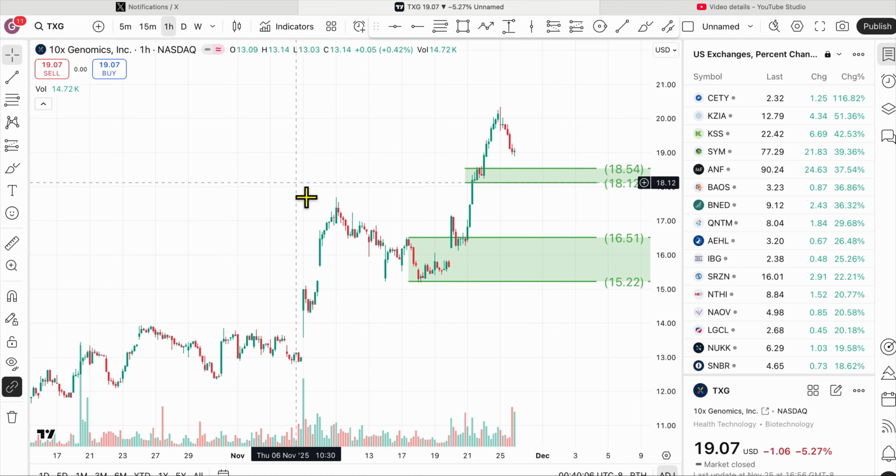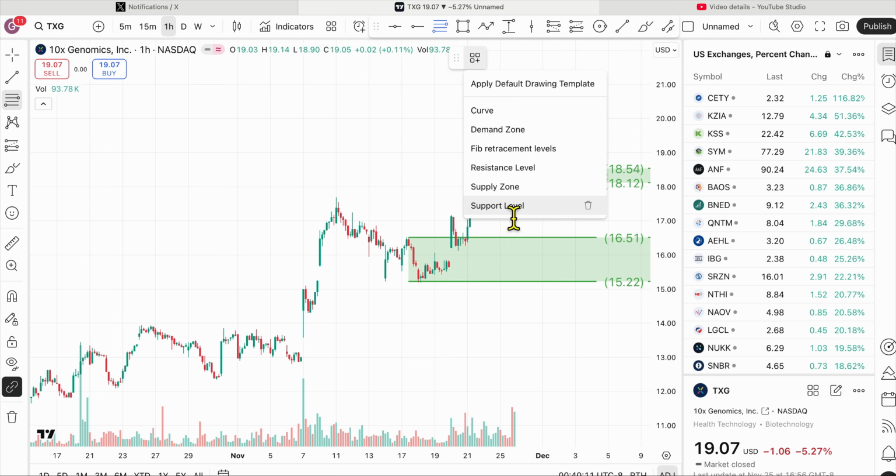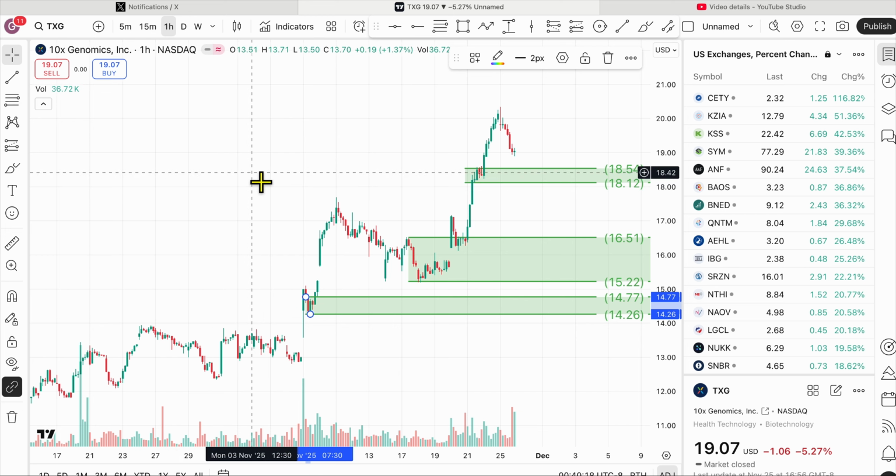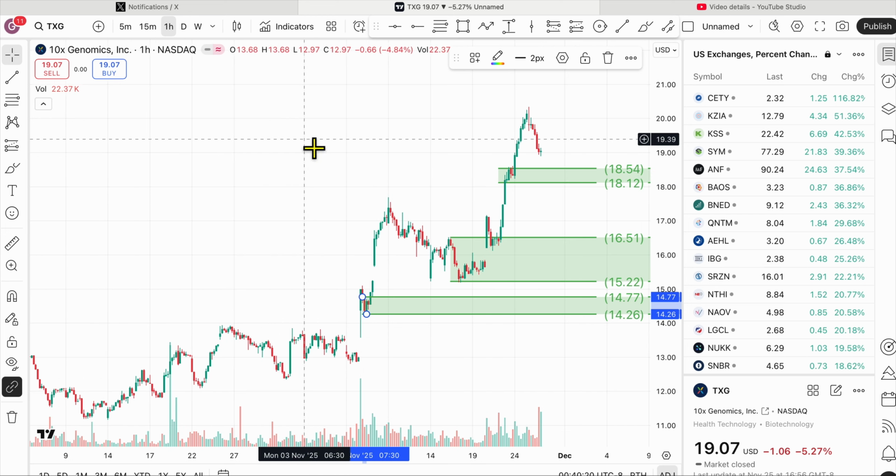So two support levels there, and there's actually another support level below that. So if we were to break that, there's another one right below it here. Okay, so three support levels to consider for an entry.